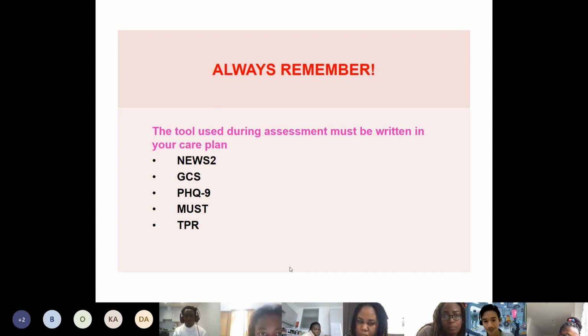We had a fail before, wherein the scenario was about neuro obs, and the GCS was not written. It's nowhere to be found in any of the care plans. Can you imagine you're writing something about, let's say, confusion, that's the care plan, and the GCS or the neurological assessment was not written. How will I know that it was the scenario? So always remember this: it will be an automatic fail if the assessment tool is not written in there.